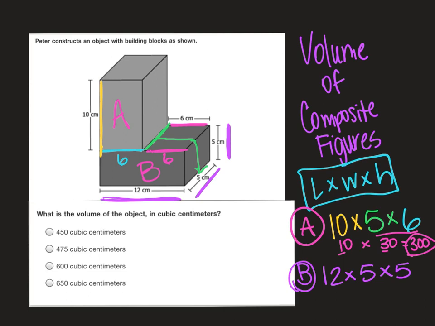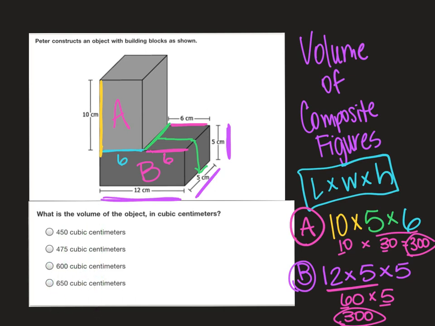When you look at B, same kind of situation, but this time I'm going to say 12 times 5 first because I know that gives me 60. And when I go to multiply 60 times 5, 6 times 5 is 30, and I just need to add one more zero. So look, our volume for A and our volume for B are both 300. But we know when we're finding volume of composite figures, we can't just say 300 for our final answer. And if you look at your answer choices, you know 300 is not your answer anyways.